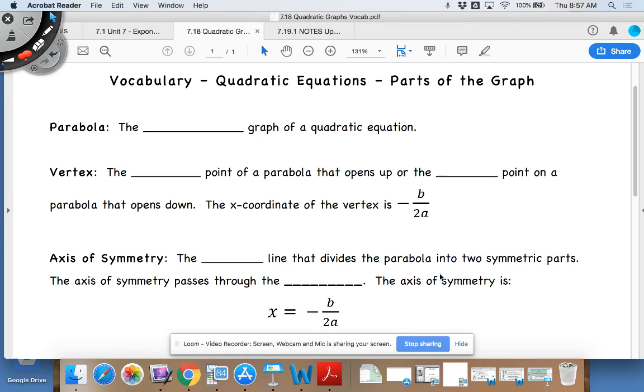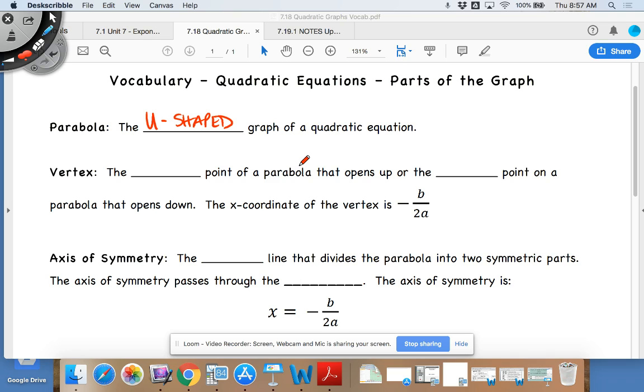Okay, so today we're going to review some vocabulary words. It's been a little while. Quadratic equations. First vocabulary word, parabola. A parabola is the U-shaped graph of a quadratic equation.